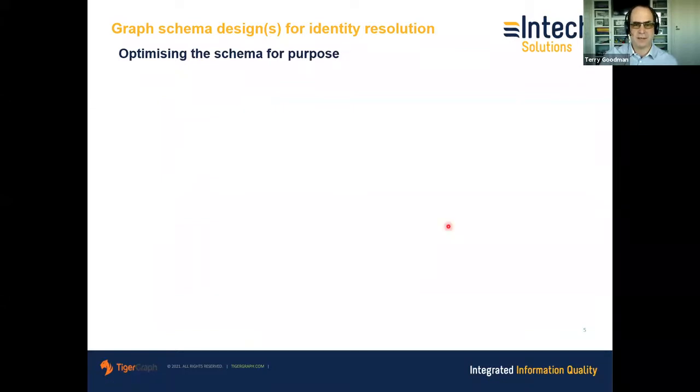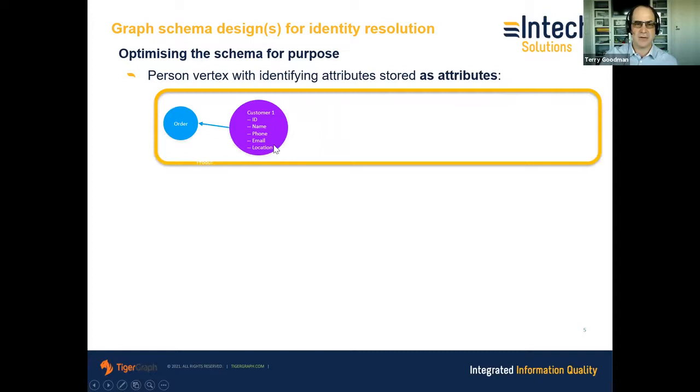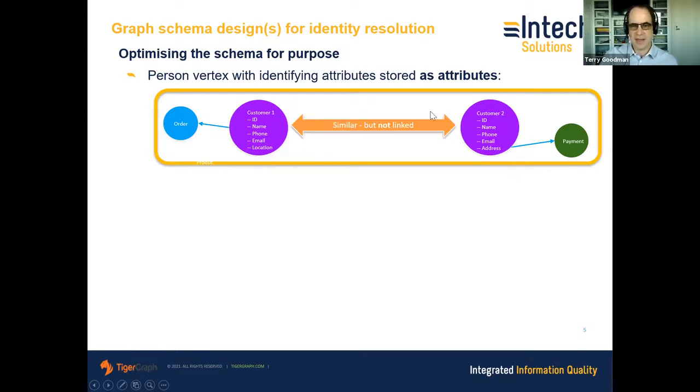So how do we optimize a schema in a graph sense? Firstly, I'll talk about various types of schemas. Firstly, a person vertex with identifying attributes stored as attributes. In this scenario, we have a customer, and we're in effect storing the customer's name, phone number, email, location, all against their customer vertex. If we have two such customers, we can match these, and if they're identical, then we can identify them and merge into one. However, very often we have different representations of the customer's name, phone, email, and we can identify that they are similar, but when we load the data, they're not necessarily linked, which can be problematic. So how do we resolve that? In this particular scenario, the payment is not recognized and linked to the order.